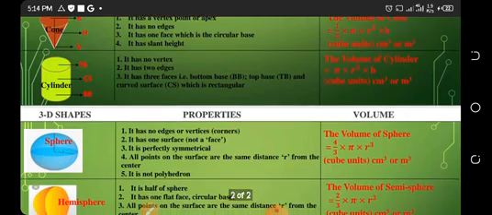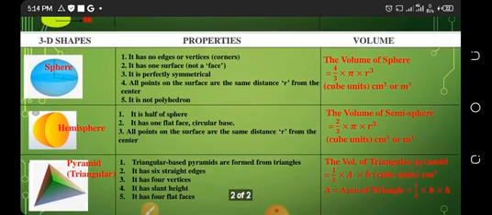The next one is sphere. And in this sphere, the line here is the radius. And let's look at the properties of sphere. 1, it has no edges or vertices, that's called corner. 2, it has one surface. I didn't call it face, surface. It is perfectly symmetrical. That is, there is no way you can say this is rectangle or square. It's symmetrical. All points on the surface are at the same distance r from the center. That is, from this center here to this edge is the same thing from center here to this place. From this place to this place is the same thing.